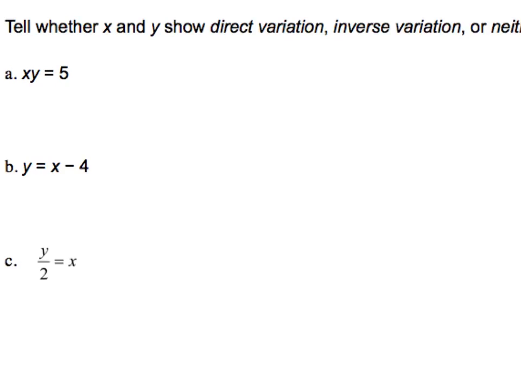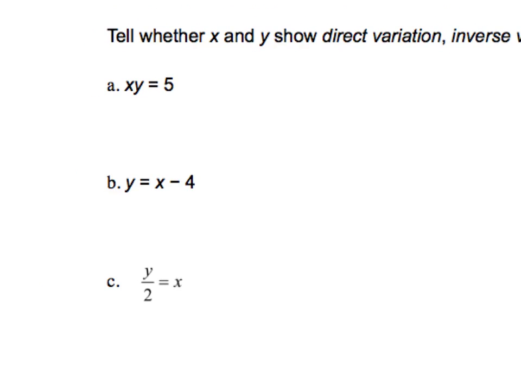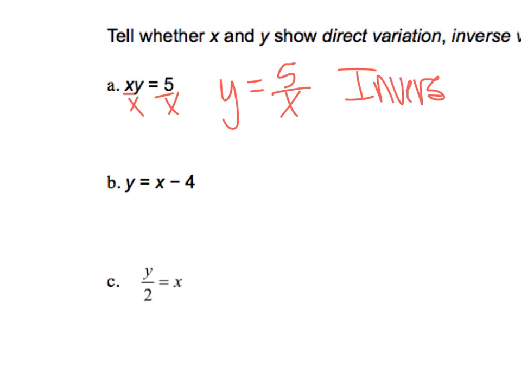So what we want to do here is tell whether it shows direct, inverse, or neither. First thing we want to do is go ahead and solve the equation for y. So in letter A, we're going to divide by x on both sides. So we have y equals 5 divided by x. In this case, we are dividing by x, which means we have inverse variation.